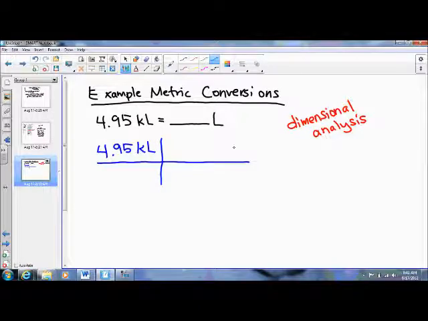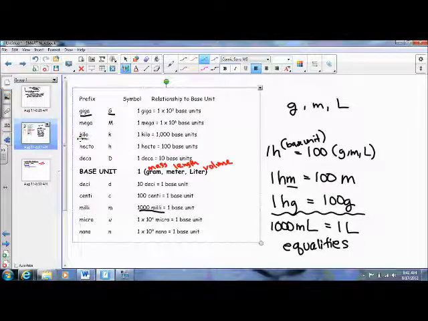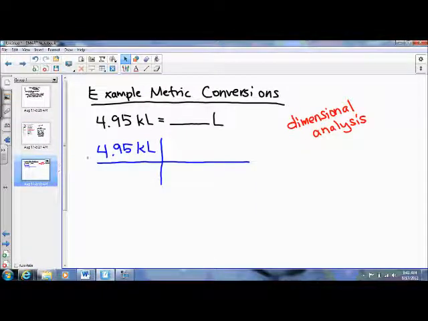Now, the next step is we're going to find the equality on our sheet that has to do with kiloliters and the base unit. So we're going to go back up to our page and find kiloliters. Here it is. Here's kilo, the symbol K. And it says a kilo is 1,000 base units. If you look back at our problem real quick, the base unit in our problem is the letter that's next to the prefix. The base unit is liters.